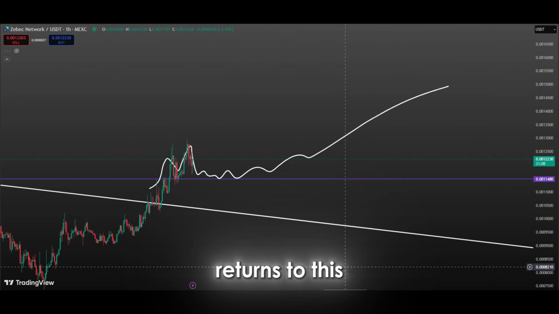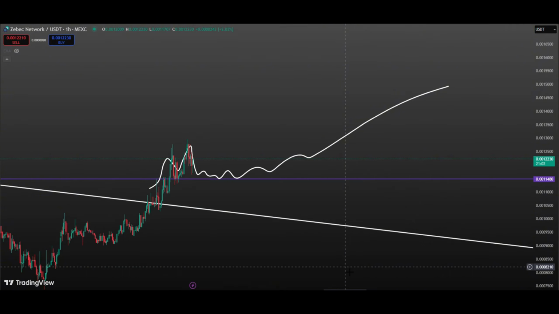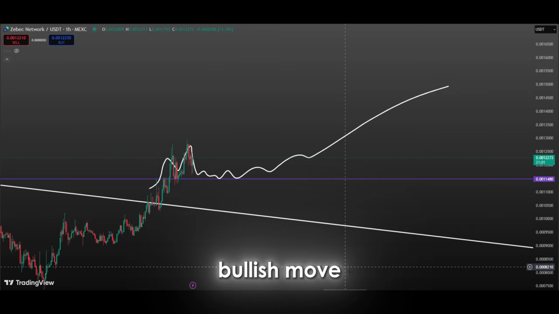If the price returns to this broken level, it is necessary to focus carefully on the reactions that may come from this area. A strong bounce from here could boost the confidence of both new traders and existing position holders, opening the door for a larger bullish move.